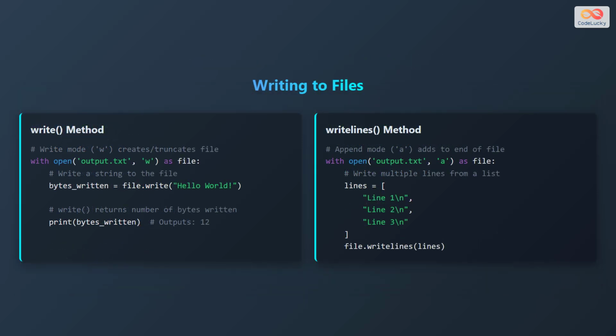This slide covers how to write to files using the write and writelines methods. On the left, the write method is used to write a string to a file. The file is opened in write mode, which creates or truncates the file. The write method returns the number of bytes written. On the right, the writelines method is used to write multiple lines from a list to a file. The file is opened in append mode, which adds to the end of the file. Each string in the list represents a line to be written.